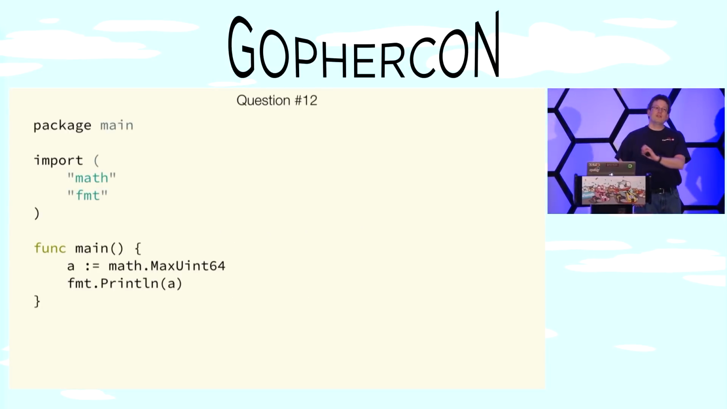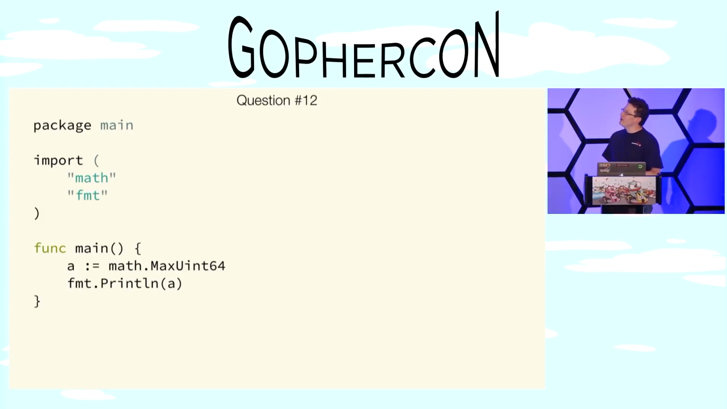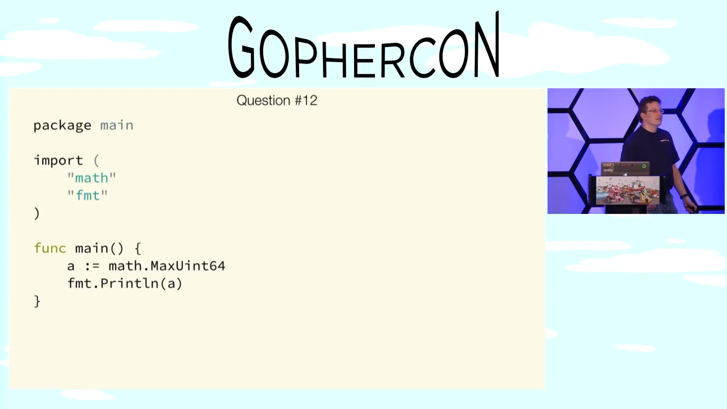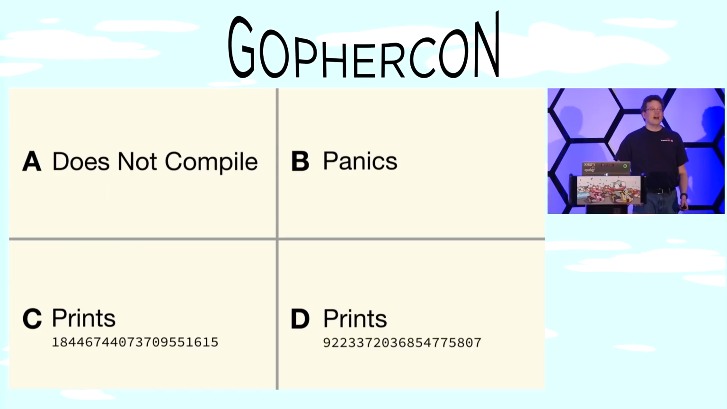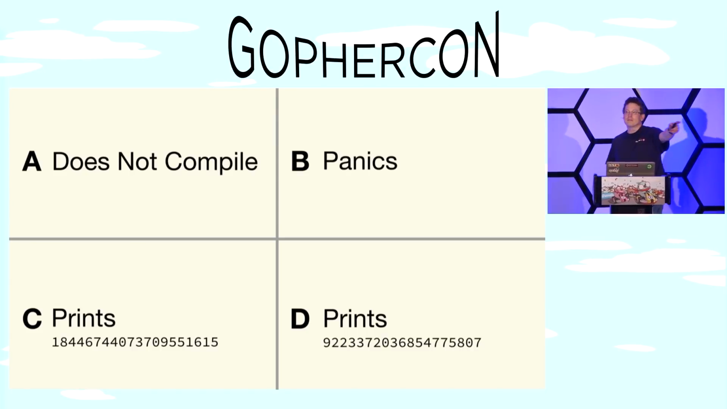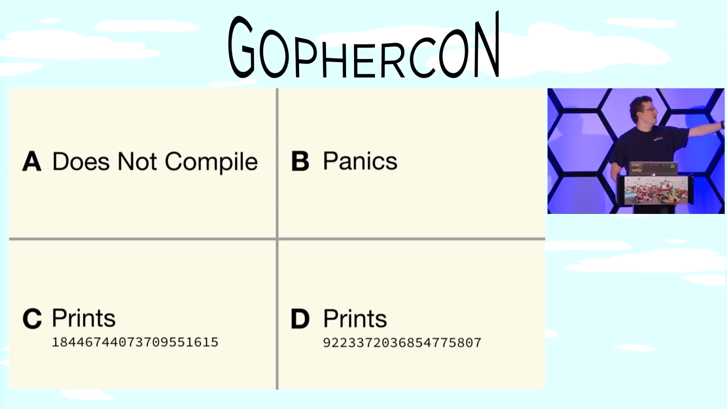All right, completely different topic. What is this program going to do? Two lines. We say a := math.MaxUint64, and then we print out the value of a. Simple enough. Does it A, not compile? Who thinks this code does not compile? Okay. B, who thinks this code's going to panic? I'll keep putting it up there.